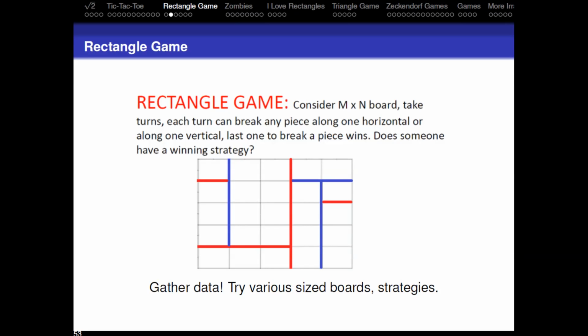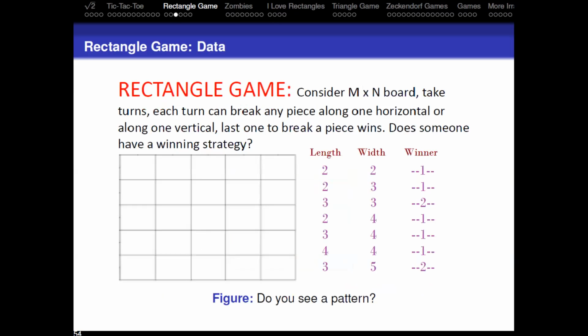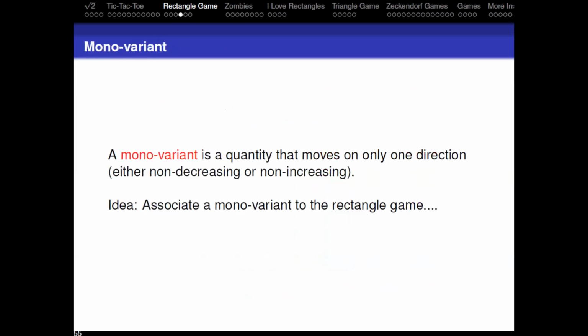I don't think that's immediately clear. So what I want to show you is another way to look at this game. So let's see what happens. We're going to use what's called a monovariant, and this is something that will emerge when we get to the Fibonacci games. So it's a quantity that moves in only one direction.